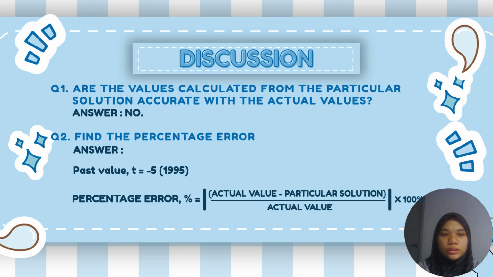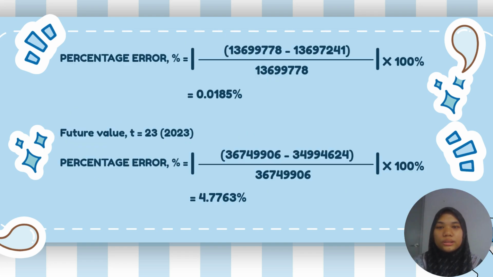In our discussion, we answer the given questions. First, are the values calculated from the particular solution accurate with the actual values? And the answer is no. Second, find the percentage error. Then we can get the value of percentage error for the past value, which is 0.0185%, and percentage error for future value, which is 4.7763%.